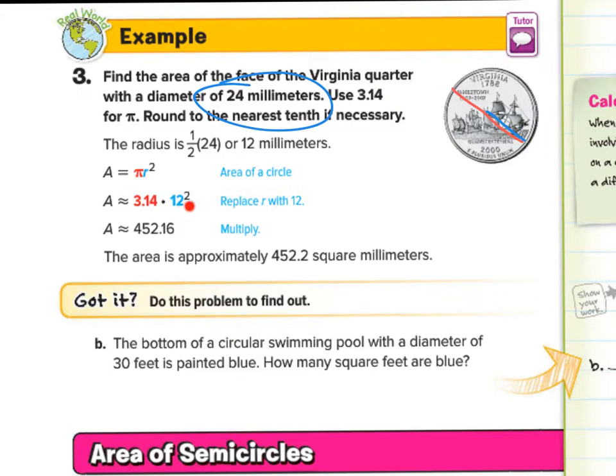3.14 times 12 squared. 12 squared is 144, right? 12 squared, 12 times 12 is 144. And multiply that times 3.14, 452.16. Round to the nearest tenth. This is 5 or greater, so it'll change this up by 1, and we get decimal 2. You see, instead of decimal 16, it's decimal 2. 452.2 square millimeters. Oh, I'm so happy that they wrote the word square. I had not talked about this yet. All area is two-dimensional. It's square.